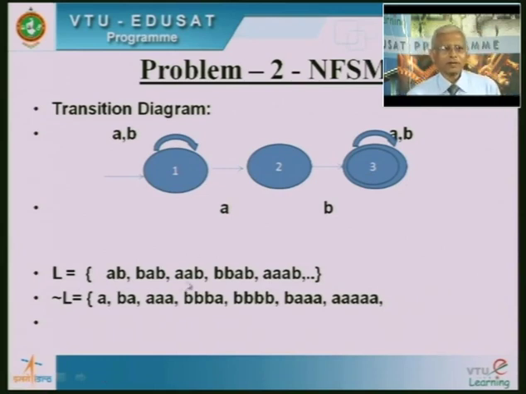The language, as you see, everything contains ab somewhere. It is not necessary that ab should be in the beginning or in the end, it can be somewhere in the string. Wherever ab is not there, for example, L bar, such a string should not be accepted. So, this is the second example of a non-deterministic finite state machine.